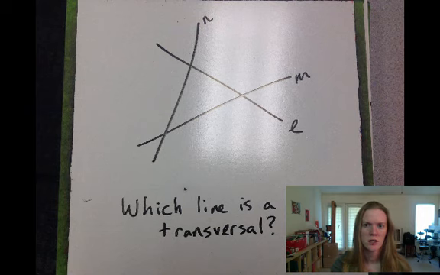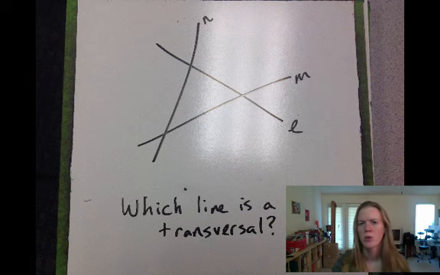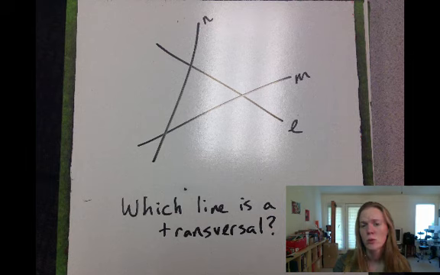The next thing, lines don't have to just be lines and transversals. Sometimes it can be both. So in this picture, L, M, and N all intersect two or more lines, so they are all transversals. So transversals can intersect each other too.